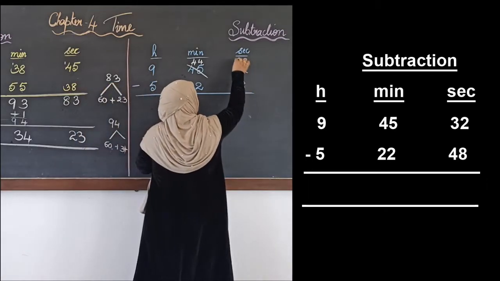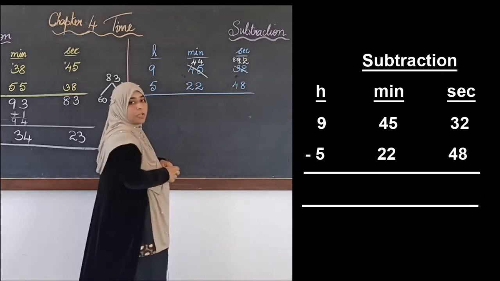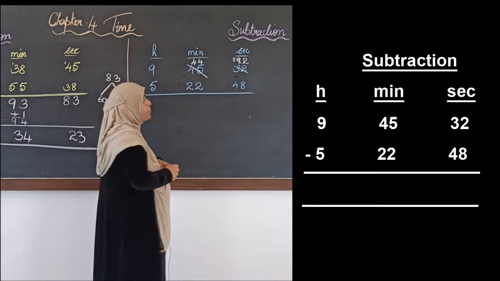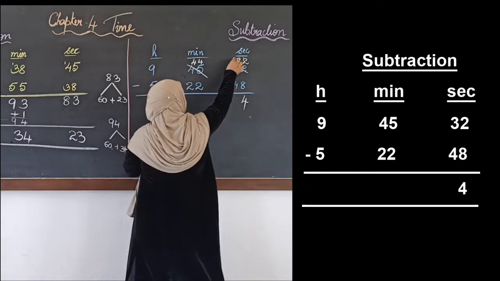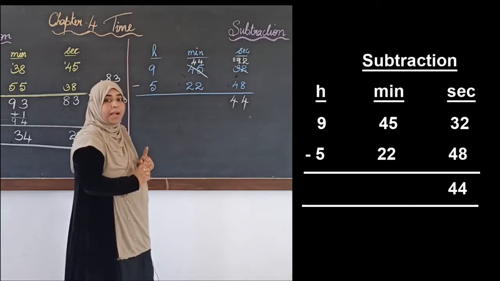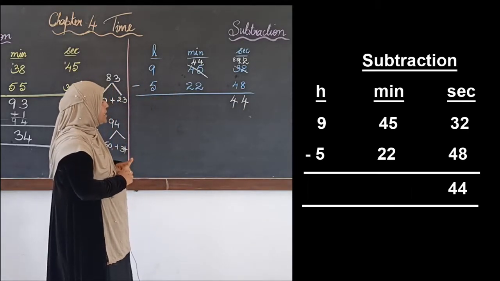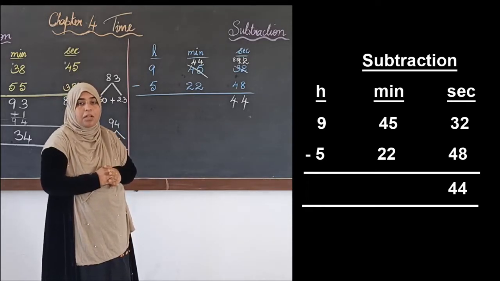So we will subtract 92 minus 48. So 2 minus 8 not possible. So we borrow from here. Here remains 8. Here it becomes 12. 12 minus 8 is 4. Then 8 minus 4 is again 4. So 92 minus 48 is equal to 44. Have you understood what we have done?